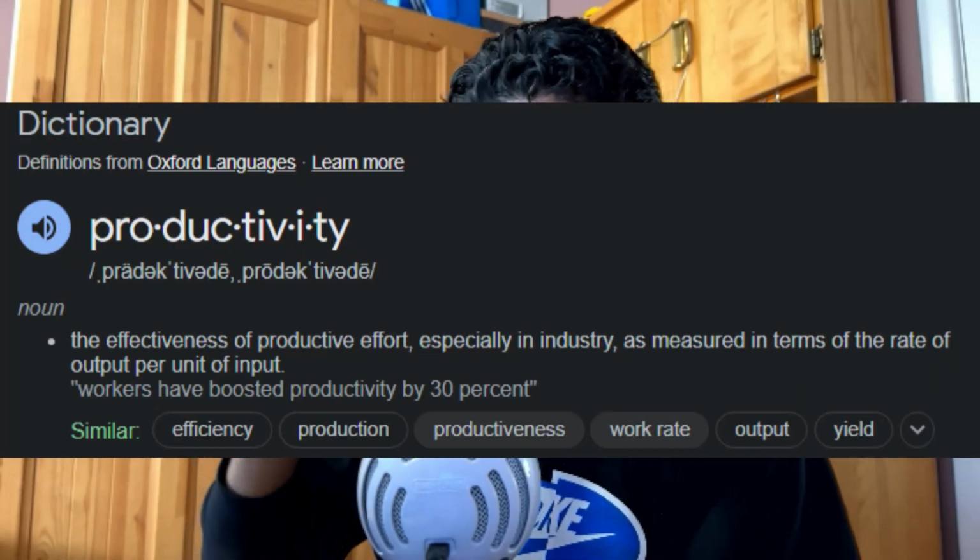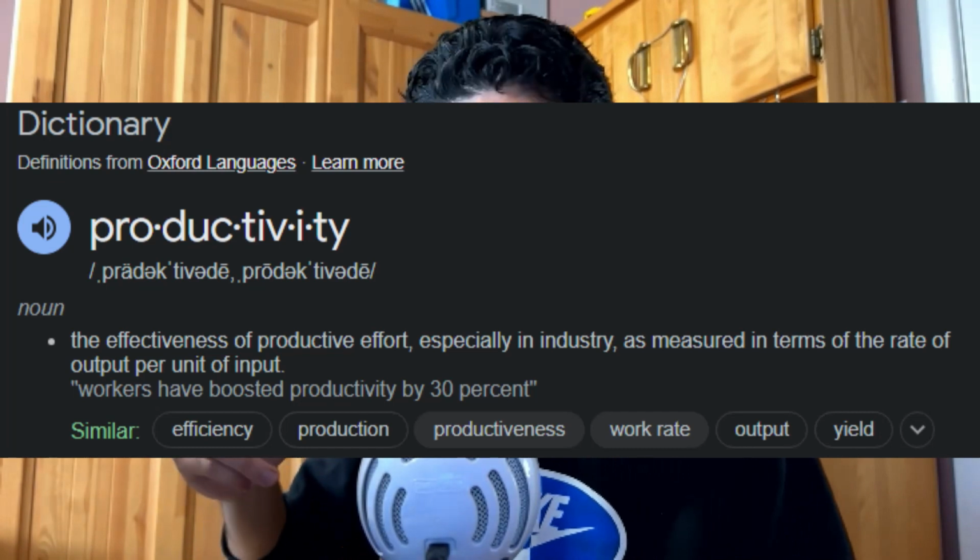Okay, so to truly understand what it means to be productive, I'm going to go to my second monitor and we're going to search productivity definition. Productivity. There we go. So the definition as I'm reading here off my monitor is the effectiveness of productive effort, especially in industry, as measured in terms of the rate of output per unit of input.